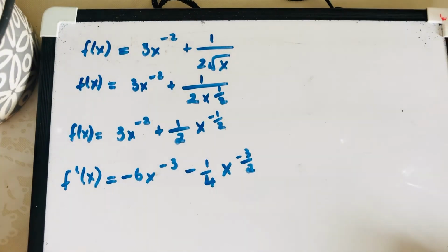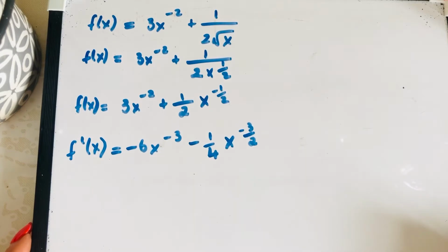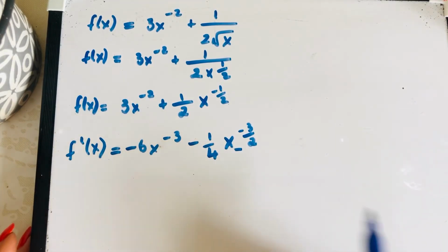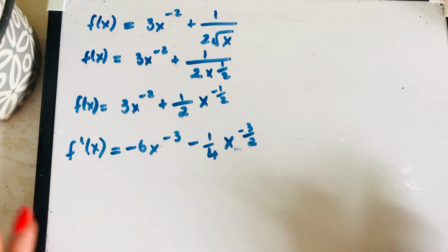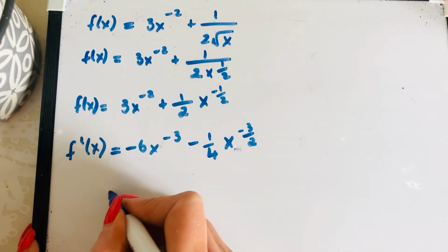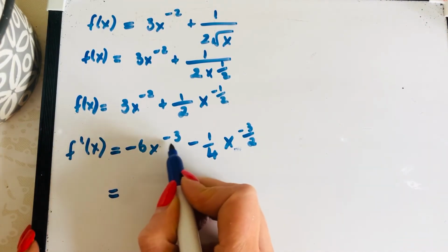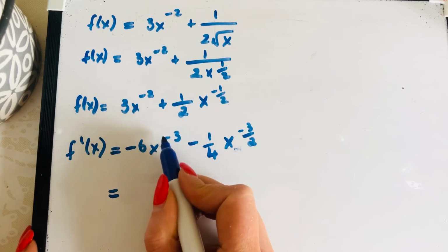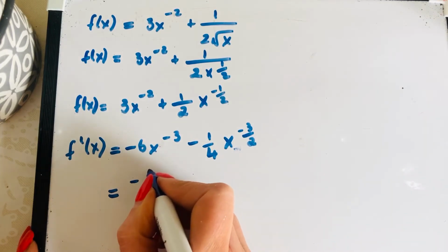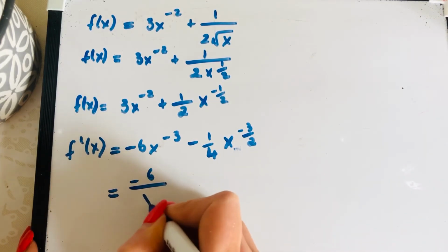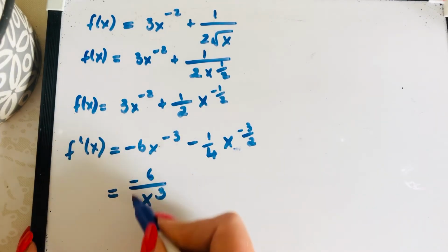Okay, so now we're at the stage where we can start simplifying it. We have differentiated, but again, I'm not exactly happy with how it looks. So let's simplify it out. Well, we can see here that this x has a power of -3 on it. This can go underneath the line, so we've got -6 over x to the power 3, and that's this part sorted out.